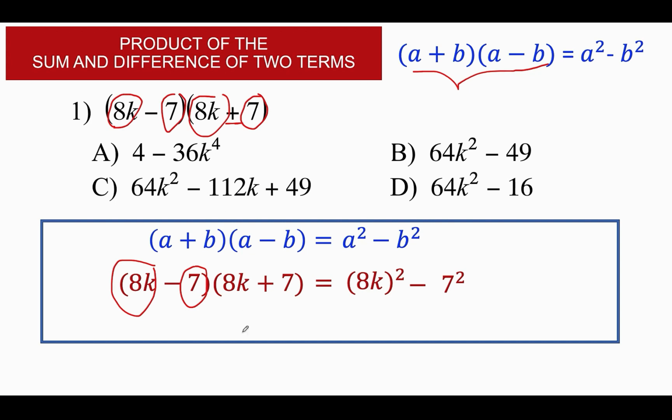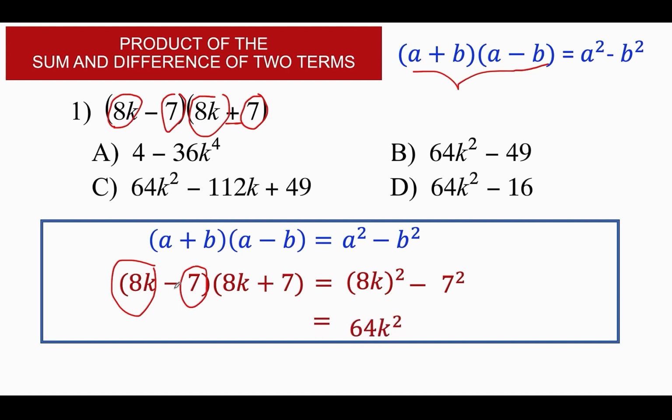It doesn't matter whether the first factor is the minus, the second factor is the plus, as long as you have the product of the sum and difference of exactly two numbers. Here, the two numbers are 8k and 7. One is expressed as plus, the other is expressed as minus.